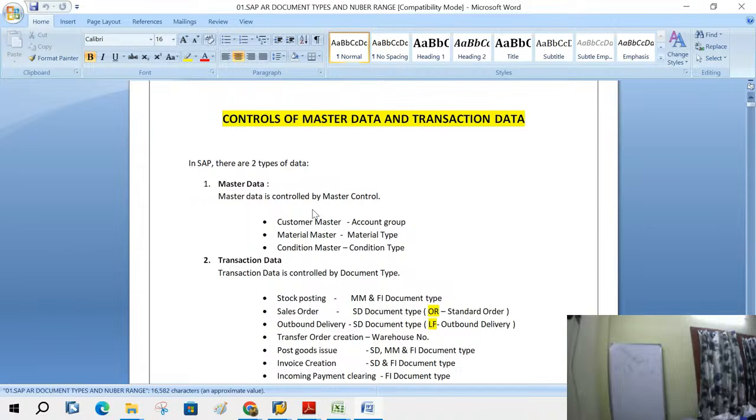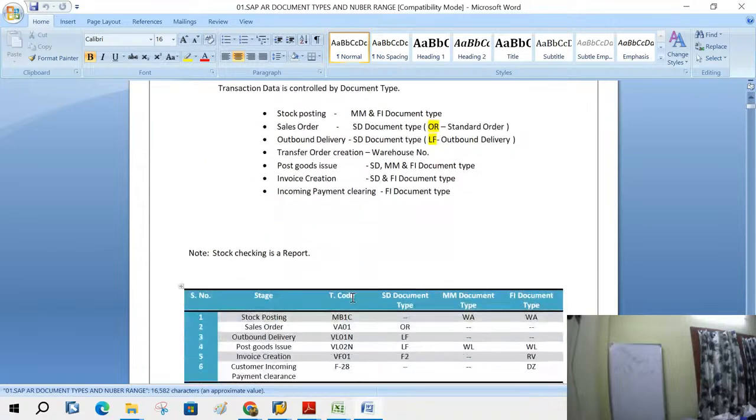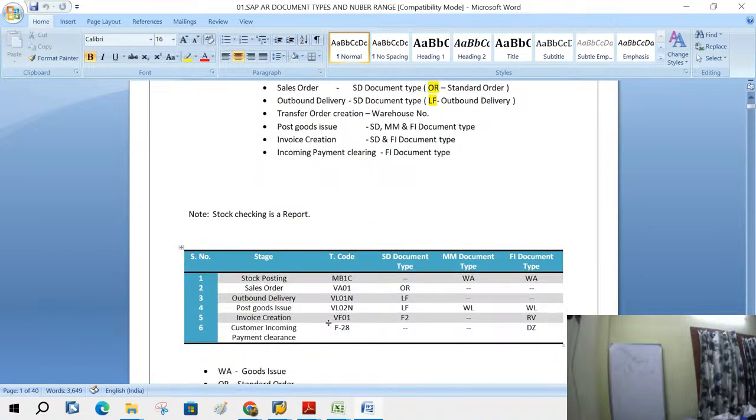Now this is master data. The video is there, but no one is interested to see the video. Post goods issue: the three document types are LF, WL, and WL. Yes or no?